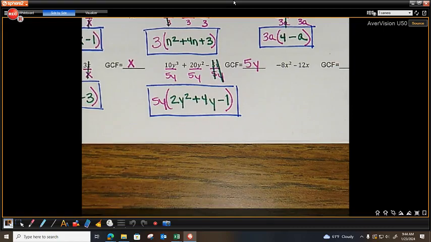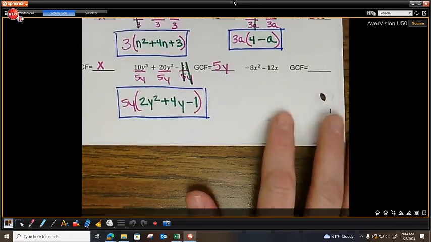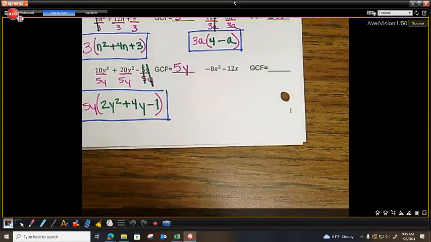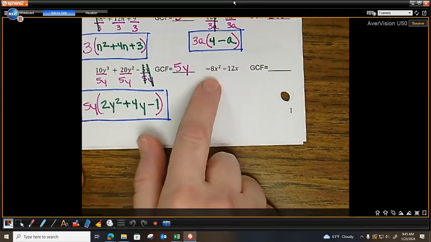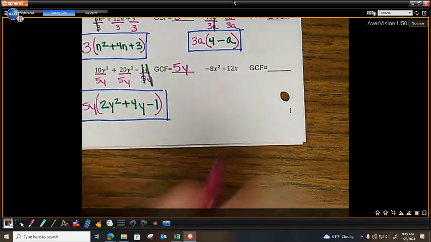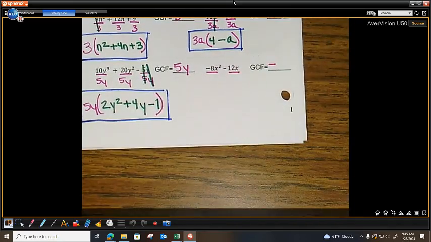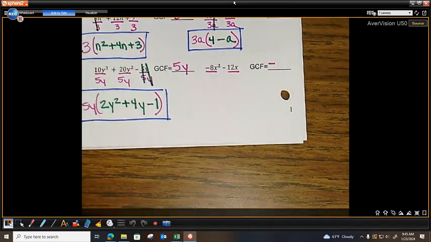Okay, last one of these, guys. Y'all are doing great. You never want to have a negative first term. Ever. Okay? So, even if all of the terms aren't negative, if your first term is negative, you will always factor out that negative. Is my first term negative? So I'm definitely factoring out a negative, or my GCF is going to be a negative. Okay, always factor out the negative.